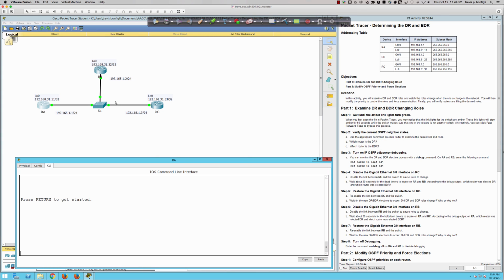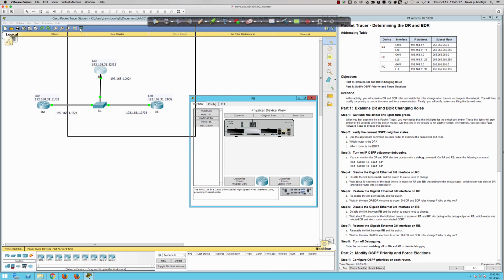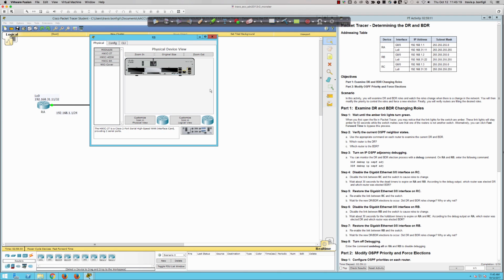And so that is why in a multi-access segment, one of these guys is going to be our DR. Now we know that that's router C right now. So turn on IP OSPF adjacency debugging on routers A and B. So let's make that happen. So we'll go from user exec to privilege exec. We're going to say debug ip ospf adj. And let's do the same thing here on router B.